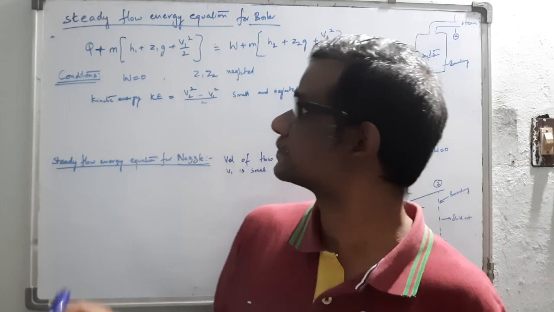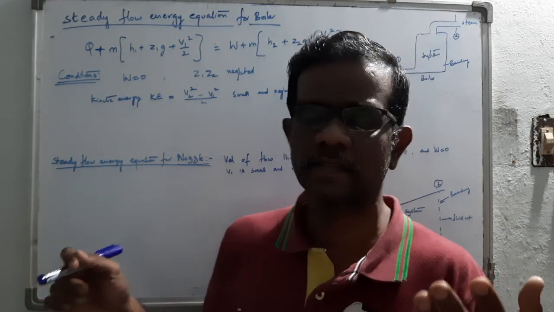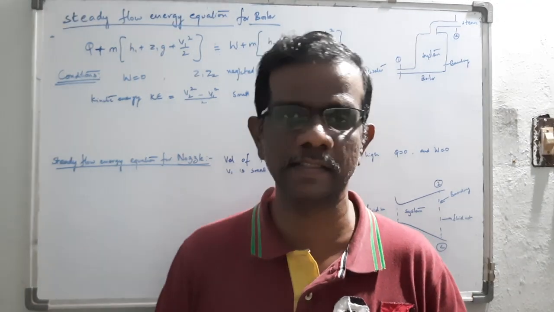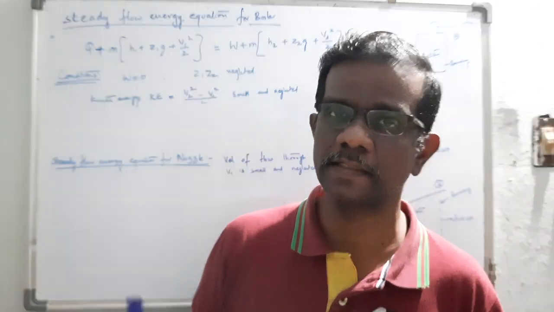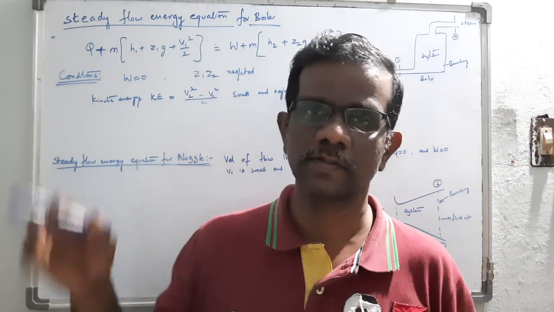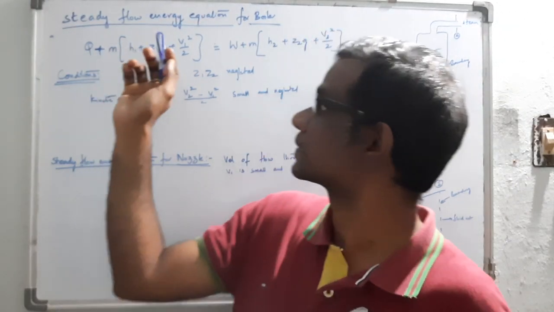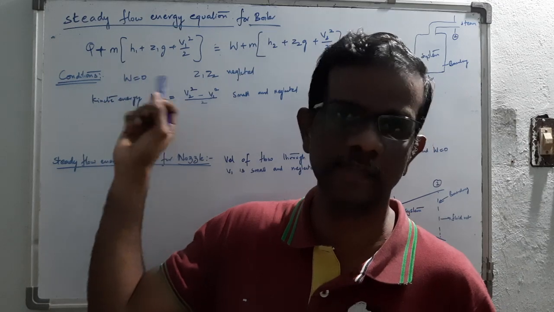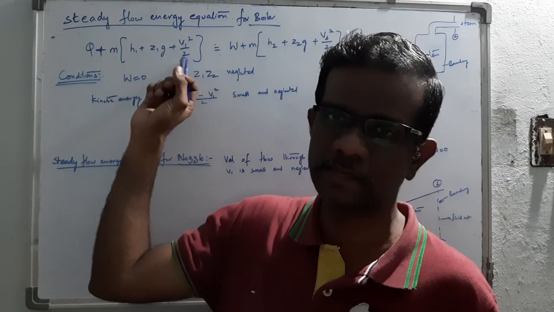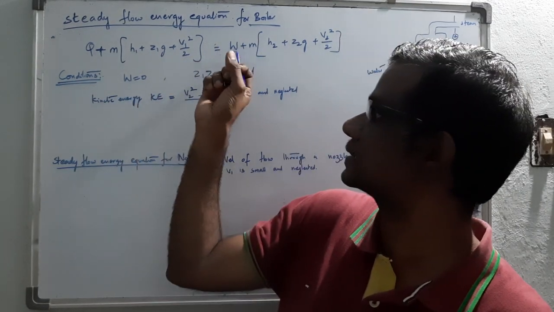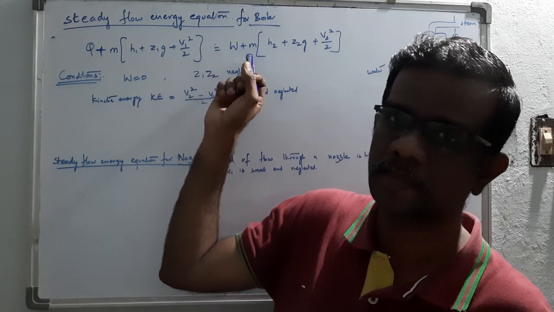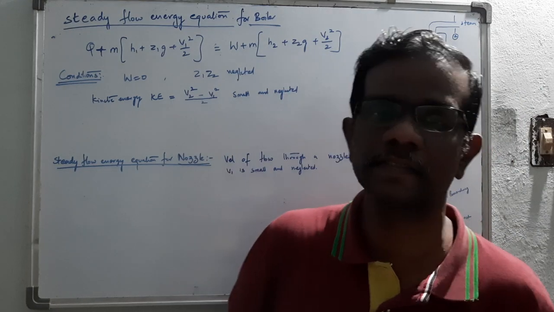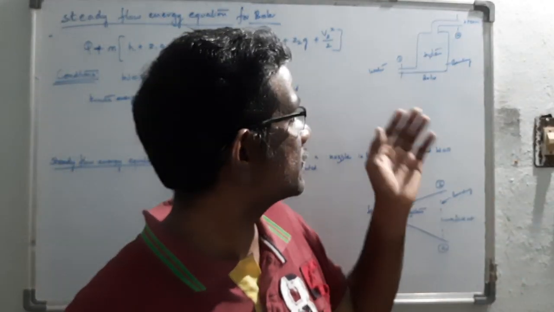The steady flow energy equation is mainly derived from the law of conservation of energy. Here we already discussed: Q plus m into (h1 plus Z1 g plus V1 squared by 2) equals work plus m into (h2 plus Z2 g plus V2 squared by 2), where h stands for enthalpy, h equal to u plus pv. So how are we applying this?